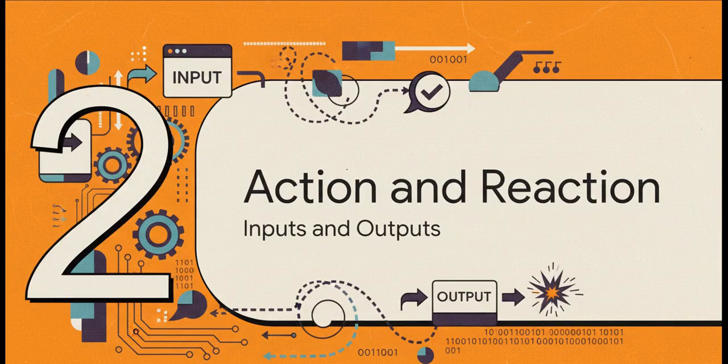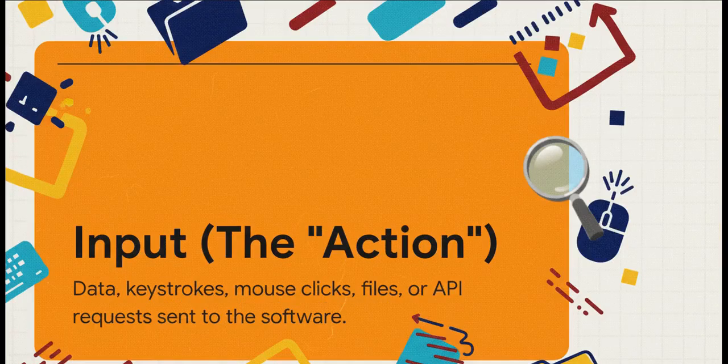Okay, so every conversation has two sides, right? What you say and what you get back. In the world of testing, we just have a couple of fancy words for that: input and output. Or to put it even more simply, the action and the reaction. Let's break those down. Input is your part of the conversation. It's the action you take. It could be something as simple as typing your password into a login box, clicking a Buy Now button, or uploading a photo. Basically, it's any command you give the software to make it do something.